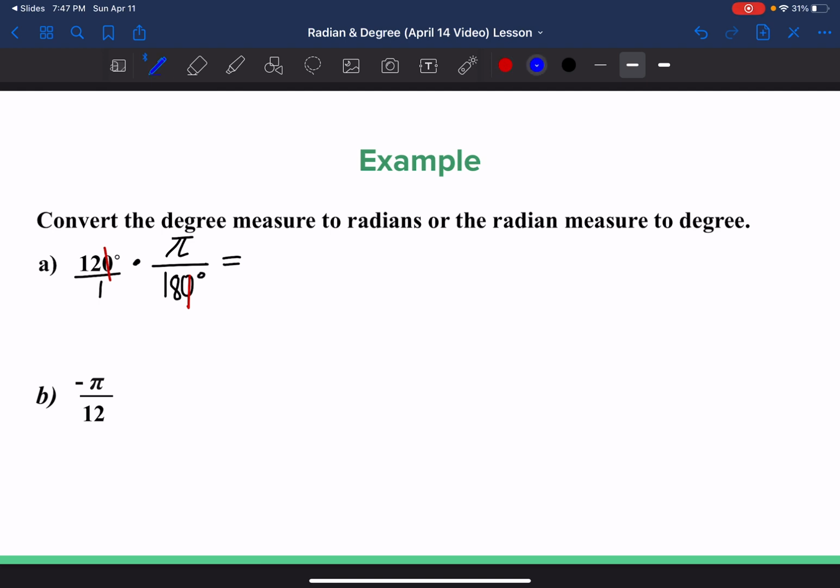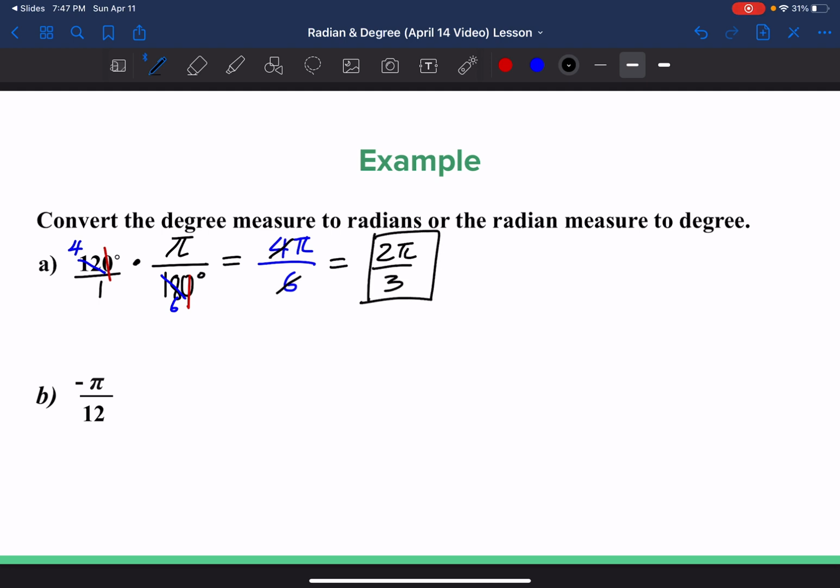So 3 times 4 is 12. If I divide 12 by 3, I have 4. If I divide 18 by 3, I have 6. Okay, let me multiply now. So 4 times pi is 4 pi. 1 times 6 is 6. Can I simplify a little bit more? Yes, 4 and 6, even numbers, I divide by 2. So I get 2 pi over 3.